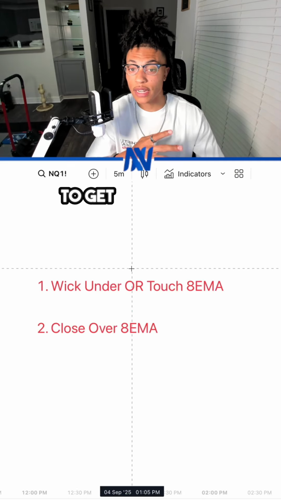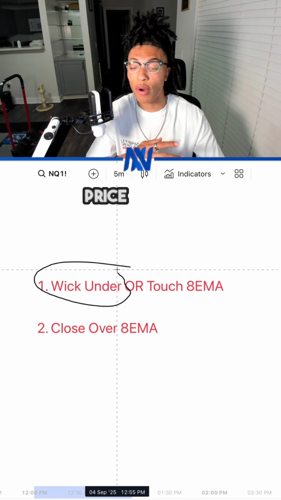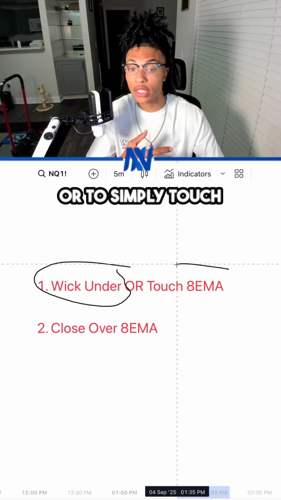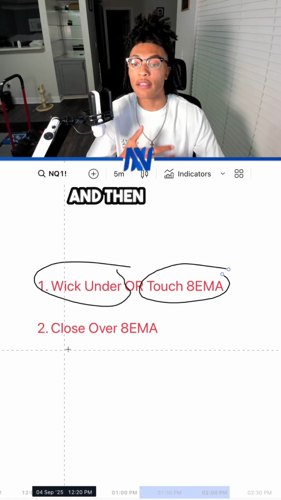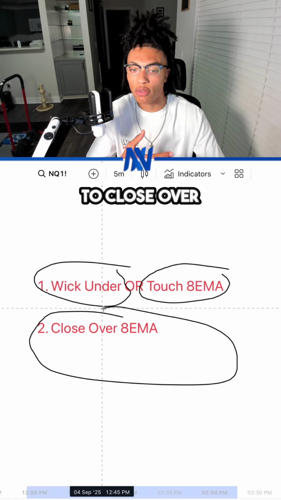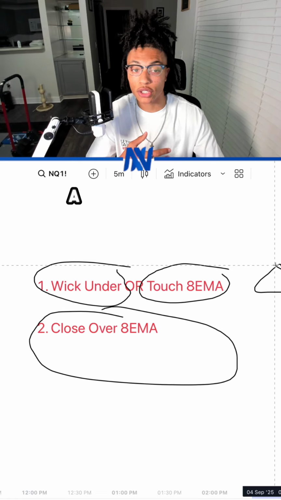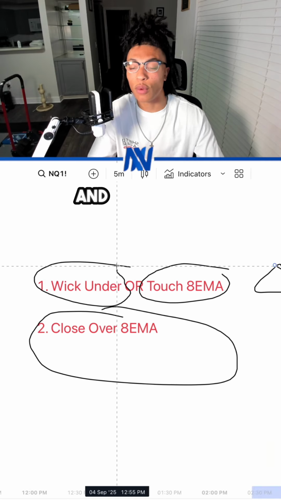Now, in order for us to get into a trade, we either need A, price to wick under, or to simply touch the 8 EMA equilibrium zone. And then for the second thing, we need price to close over the 8 EMA. With that, it'll signal a strong bullish trend still going to the upside, and we can get into a trade.